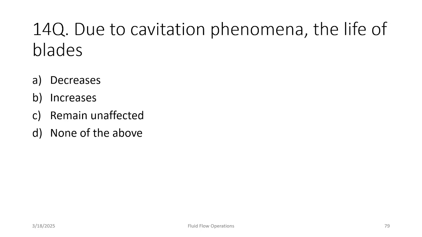Coming to the 14th question: due to cavitation phenomena, the life of blades decreases, increases, remains unaffected, or none of the above. So cavitation will destroy the surface of the body, right? The surface of the pipe or blades. Because of that, it will reduce the life of blades. So that will be option A.